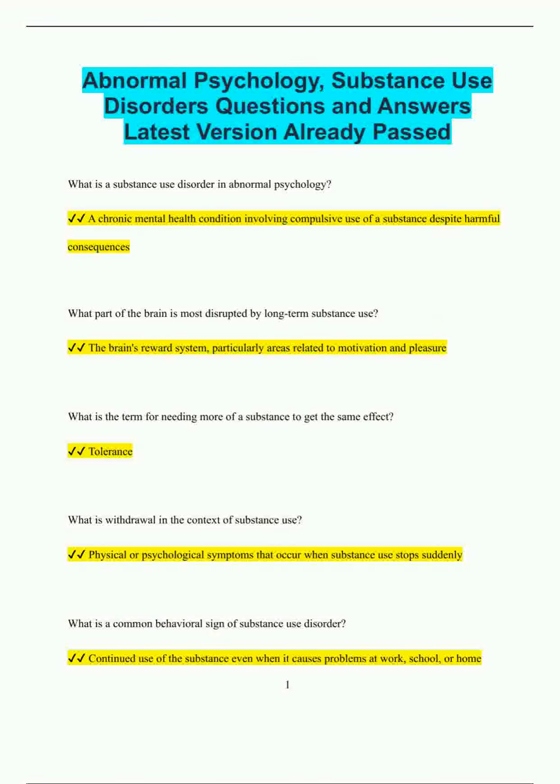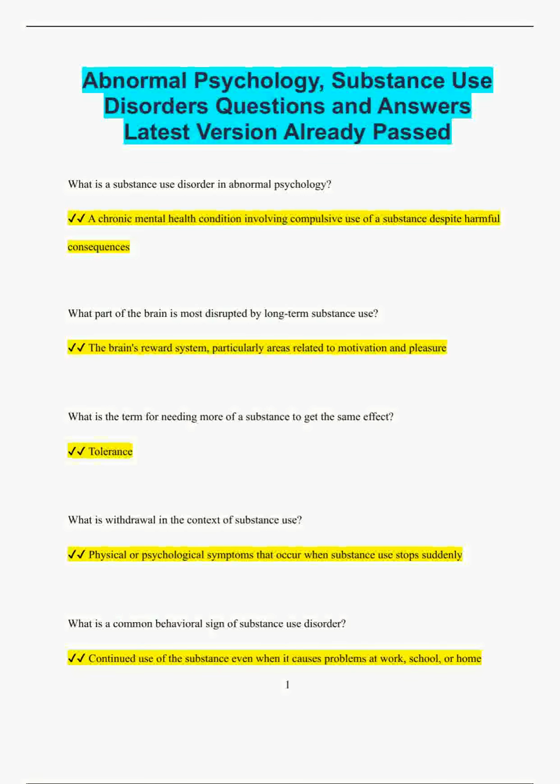What part of the brain is most disrupted by long-term substance use? The brain's reward system, particularly areas related to motivation and pleasure. What is the term for needing more of a substance to get the same effect? Tolerance. What is withdrawal in the context of substance use? Physical or psychological symptoms that occur when substance use stops suddenly.